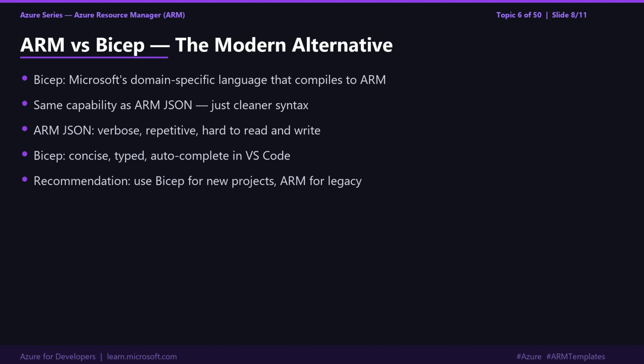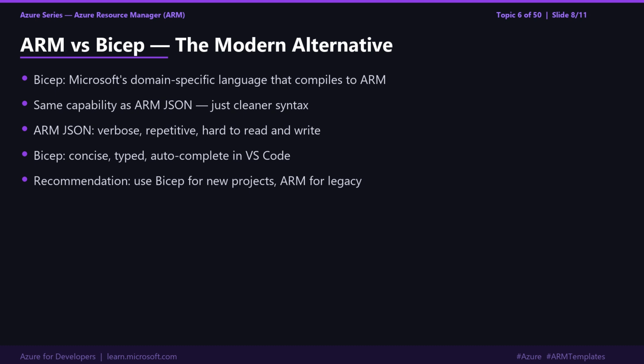When you deploy a Bicep file, the Azure CLI transpiles it to JSON and submits it to ARM just like a normal template. So everything you know about ARM parameters, variables, resources, outputs, deployment modes applies equally to Bicep. The underlying engine is identical. Only the syntax changes.